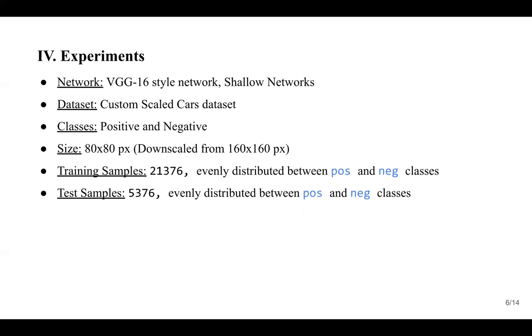For the experiment, as a baseline model, we chose a VGG16-style network and a shallow network with 5 convolutional layers and a fully connected layer as a classifier. For the dataset, we built a custom scaled cars dataset from KITTI, Cityscapes and the Stanford cars dataset. The samples are distributed into positive and negative classes, so it's a binary classification problem. The input size of the network is 80 by 80 pixels, and we have over 21,000 training samples and over 5,300 testing samples, equally distributed in positive and negative classes.